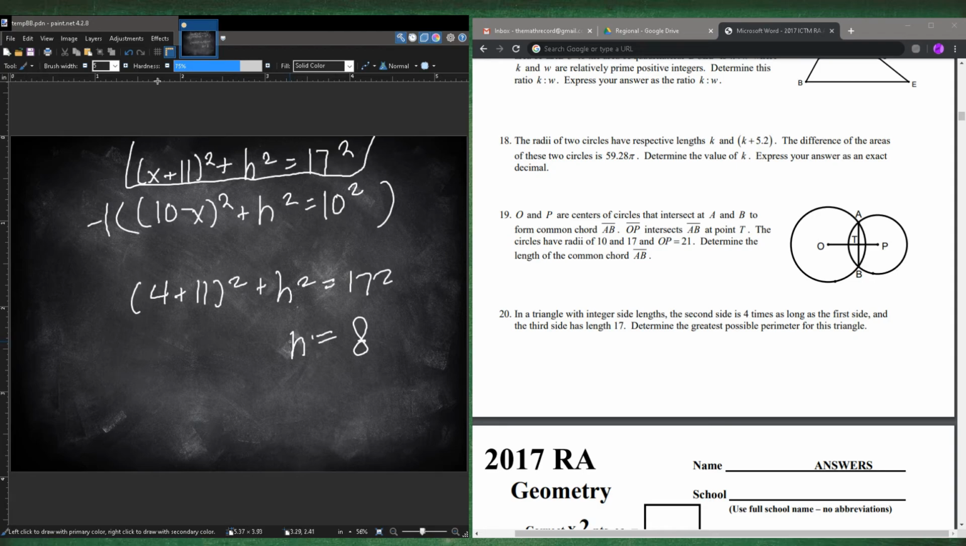So we know that means AT is equal to h, which is equal to 8. So that means our entire answer, which we are trying to find, which is 2h, is equal to 16. So that is our answer.